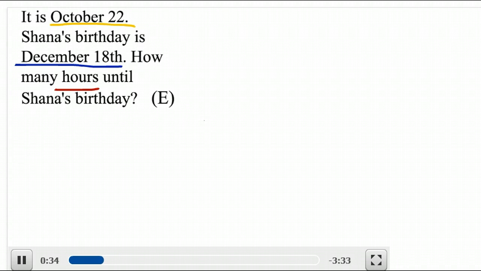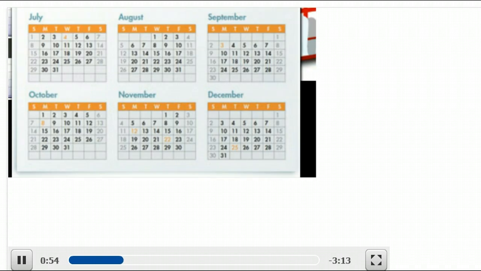So, before we can talk about hours, we have to figure out what? You got it. We got to figure out how many days it is. Once we figure out how many days it is from October 22nd to December 18th, then we've got to figure out how do we go from days to hours. So let's turn the page to a calendar. It said today was what day? October 22nd. So we're going to start at October 22nd and go over to December 18th and see how many days it is. Now if I go across the calendar, I'm counting one day at a time.